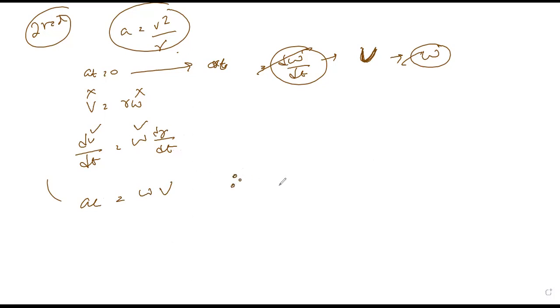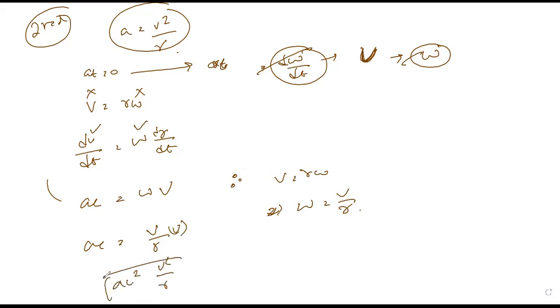Now we know that v is equal to r omega. From here, omega is equal to v over r. So by putting the value of omega, v over r, we get a equal to v squared over r. And this completes the proof.